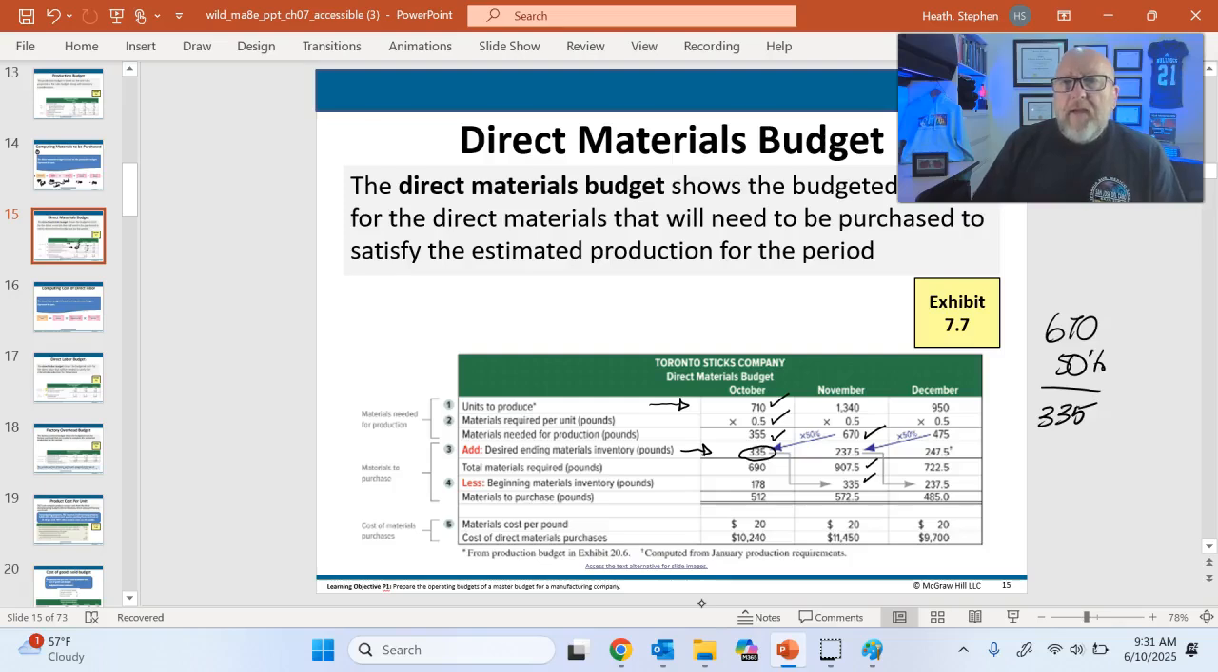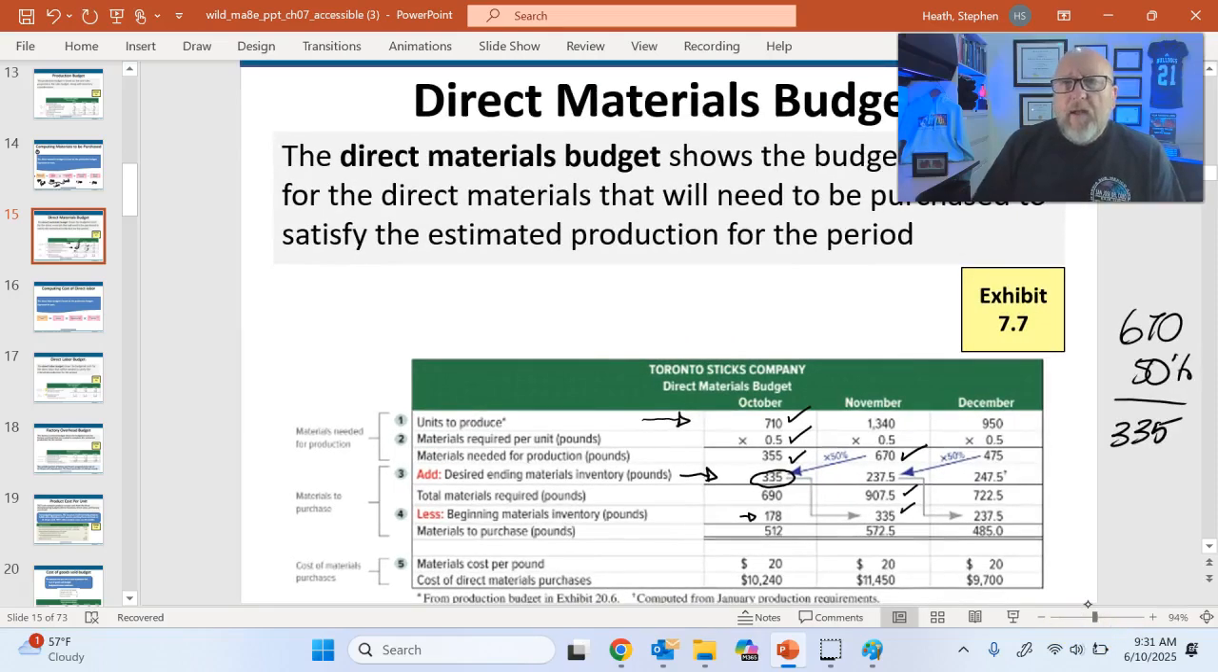690. And then I'm starting October with, in fact, I could probably even blow this up a little bit, I'm starting October with 178 pounds. And therefore, if I need 690 and I've already got 178, that's a subtraction, then I need 512. Okay? 512 pounds. And then, like I was saying in the previous slide, that really is only step one.